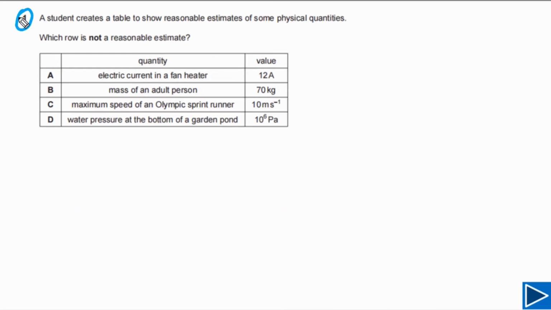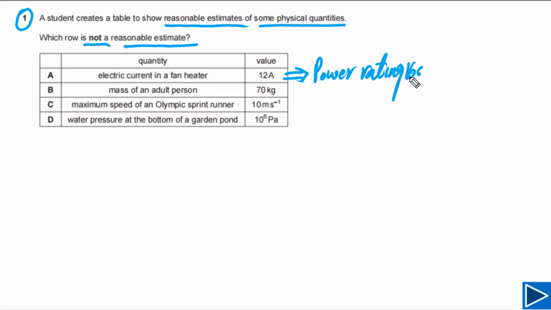For question number 1, it is given to us that a student creates a table to show reasonable estimates of some physical quantities. Which row is not a reasonable estimate? If you look at the first one, option A, this is about a heater. The power rating of a heater is 1600 watts at 120 volts. Means the power is this if the potential difference across the heater is 120.